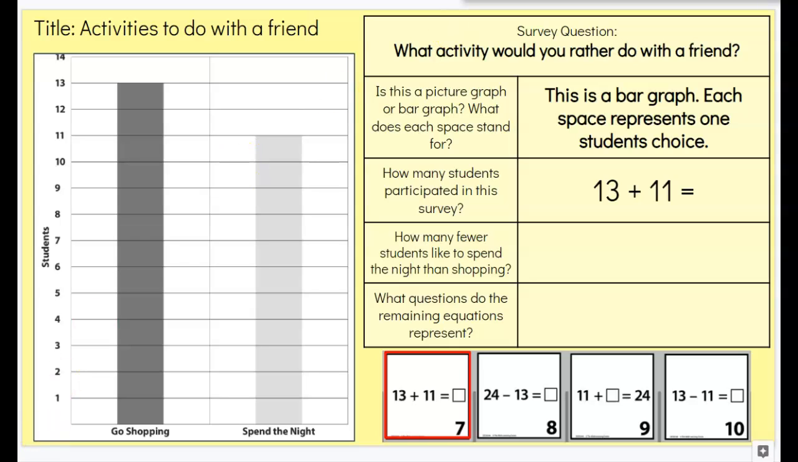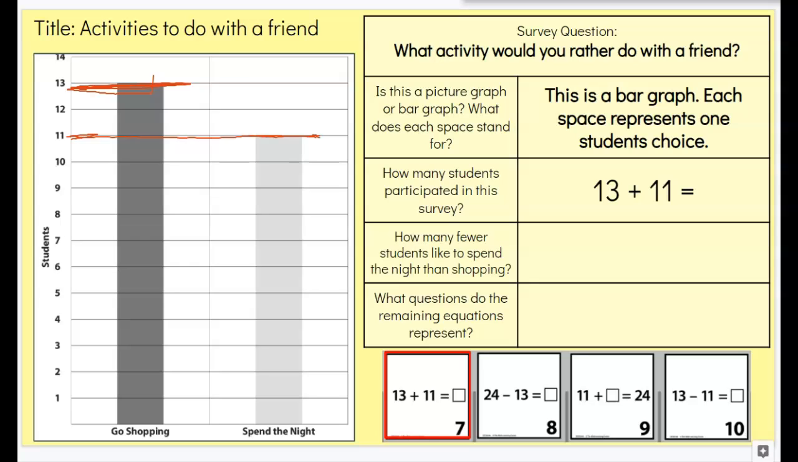I could even draw a line all the way over on my graph to the number 13. It's kind of a messy line, but it works. Now I also know that we have 11 students that chose spend the night as their activity to do with a friend. If I make a line at the top and follow it all the way over to the number 11, that shows me there's 11 students that chose spend the night.